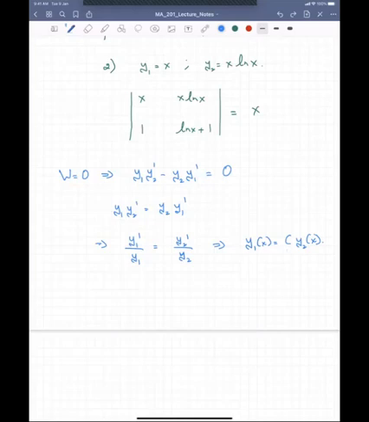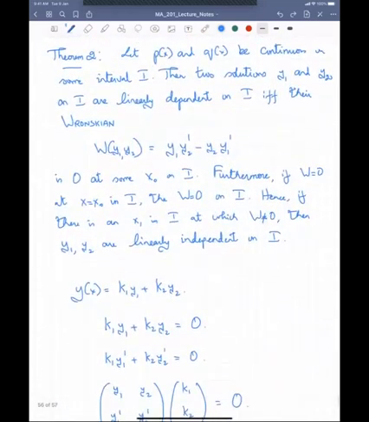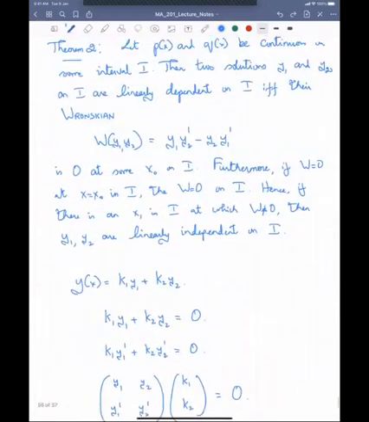Okay. But Wronskian is also slightly more powerful. So let us now go back to this theorem and take a look at it. So we have shown the first part, right? If W is 0, then it is certainly linearly dependent. Conversely, if W is non-zero, as we have shown in these examples, sorry, if W is non-zero, they're linearly independent.